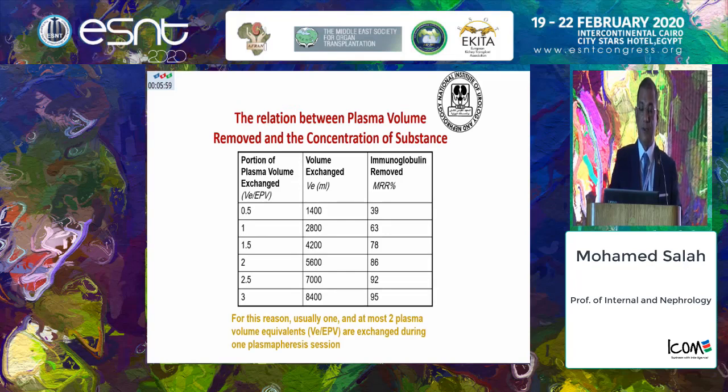The relationship between plasma volume removed and the concentration of substances: at 0.5 of plasma volume, with volume exchanges of around 1400 milliliter, you remove 39%. At 1 plasma volume, around 63%, 1.5 is 78%, and 2 is 86%, etc. And for this reason, usually at most 2 plasma volume equivalents are exchanged during 1 plasmapheresis session, because at these levels you can take from 60 something to almost 85% of the desired removal.